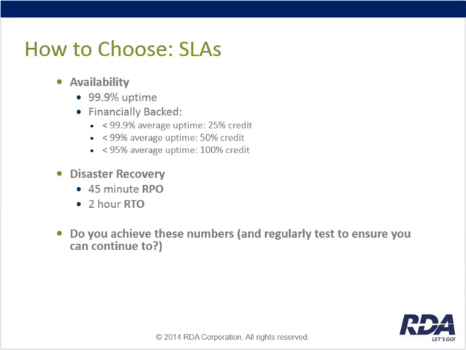In addition, the disaster recovery point objective is 45 minutes, meaning that you'll lose no more than 45 minutes' worth of work. And it's a 2-hour recovery time objective, which means that after a disaster occurred and SharePoint Online went down, within 2 hours they would have your data back up.